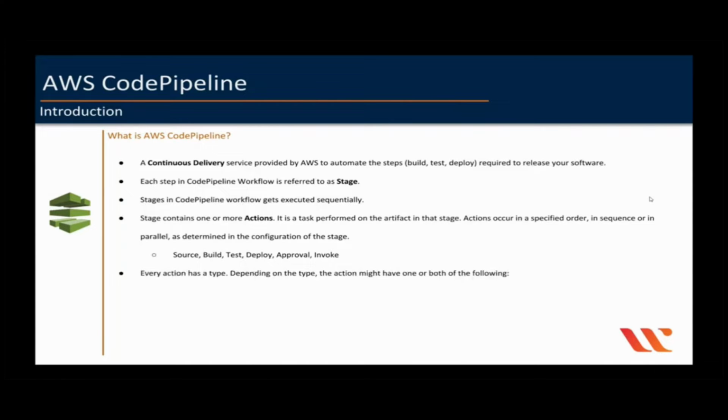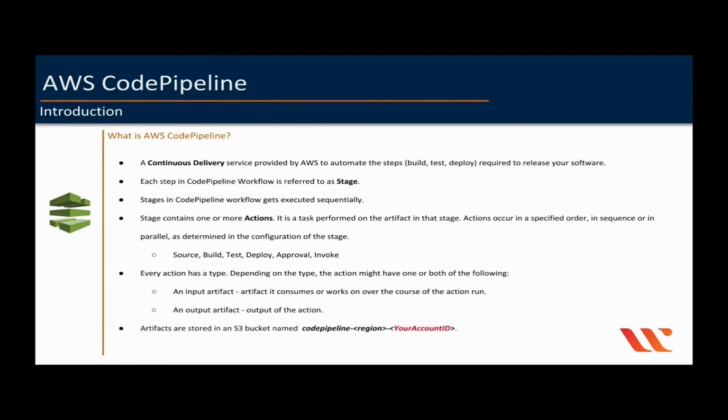Every action has a type. Depending on the type, the action might have one or both of the following artifacts. An input artifact, which is basically a set of files it consumes or works on over the course of the action run. And then we can have an output artifact, which would be the output of the action. Examples of these artifacts could be, let's say in the build phase, input artifacts are the source code from either CodeCommit or GitHub, etc. And output artifacts can be the build package.